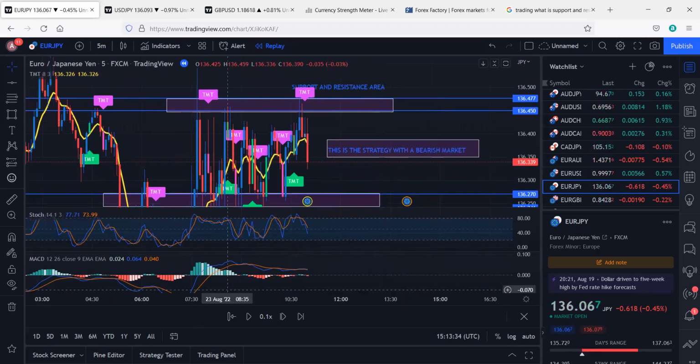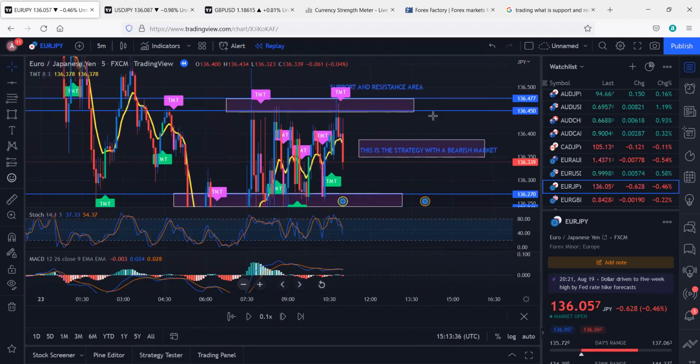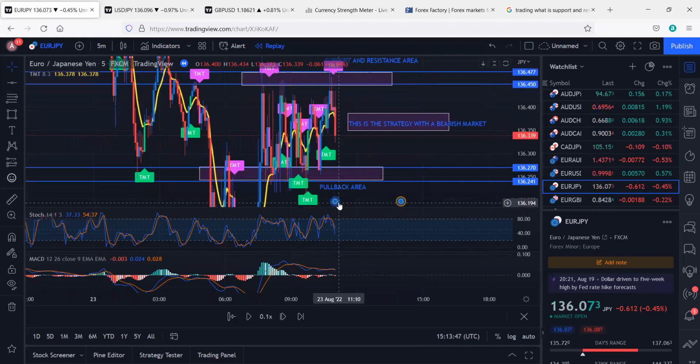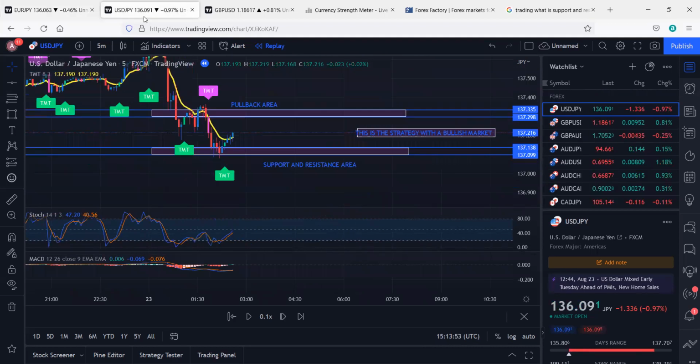Okay, ladies and gents, hopefully that makes sense to you all with how my strategy works with a bearish market. I've presented the support resistance area and the pullback area. Now I will show how it works with a bullish market.